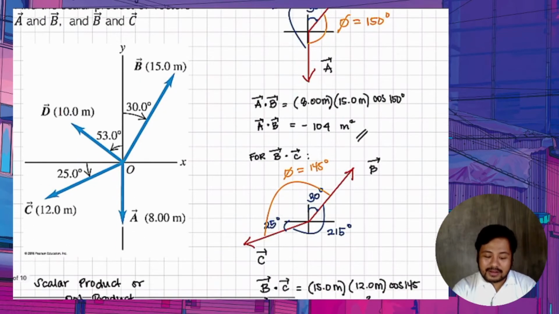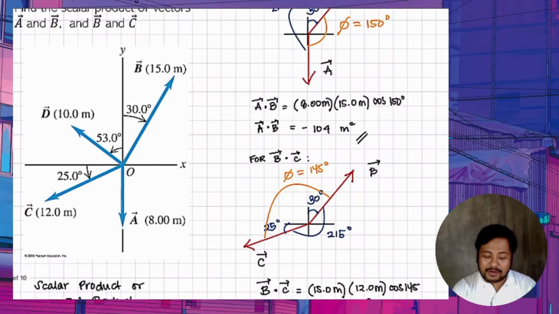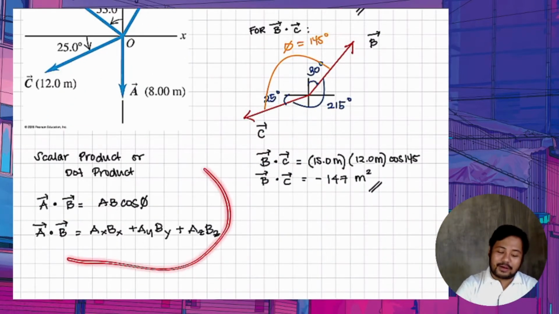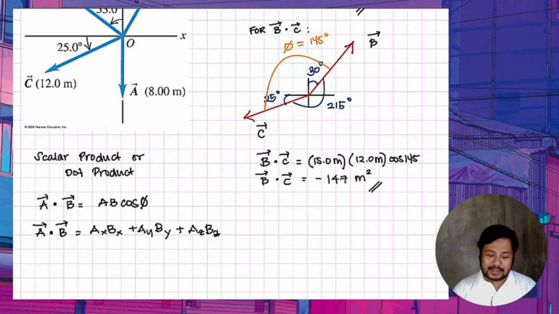So you have here an illustration of our vectors. You have here A, B, C, and D. So we're just after A and B, and B and C. For all we know, we have these formulas for our scalar product. A dot B is equal to AB cos phi, and A dot B is equal to AX BX plus AY BY plus AZ BZ.